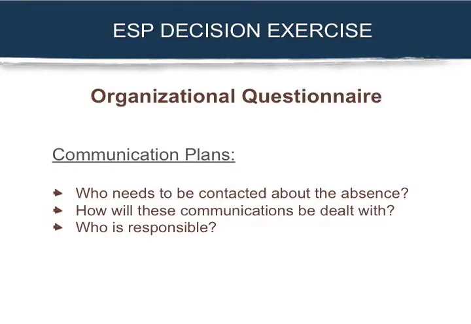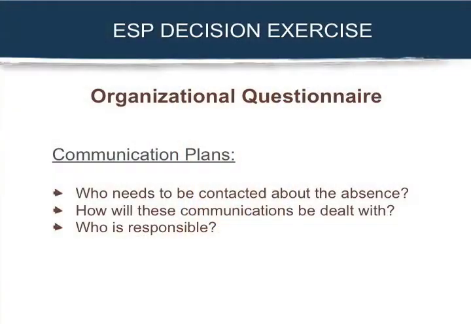Finally, communication plans. Think about who needs to be contacted and who's responsible for doing that. Consider those important stakeholders who should be notified, including conservation partners, donors, and in particular, your major donors, funders, and the community in general. How will these communications be dealt with? Will major stakeholders be contacted directly, whether by phone or face-to-face? Will they be contacted by target mailing or by some other manner appropriate for your community?